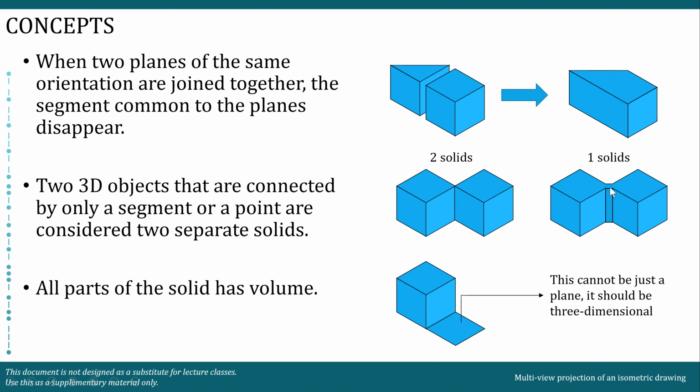So dito, anong ginawa ko? Instead na line, kung papansinin nyo, meron ng thickness yung part na kung saan sila nag-join. Then, in this case, these two are now joined and this is one solid. Ayan. So this is considered as one solid. So, bawal ang line connection. Bawal din ang point connection. Kapag meron kang dalawang objects na nag-join together by a line or a point only, then they are not a single object. They are two separate objects.